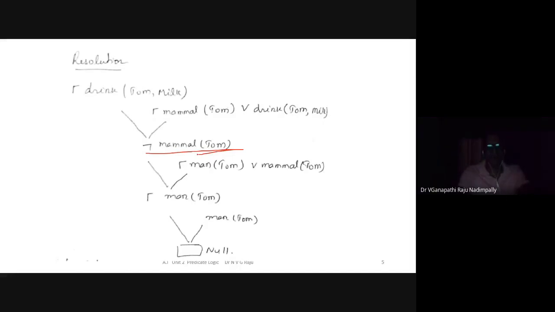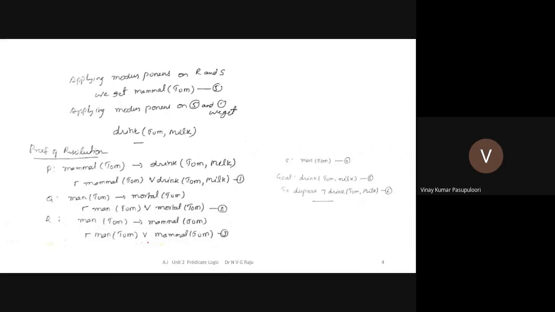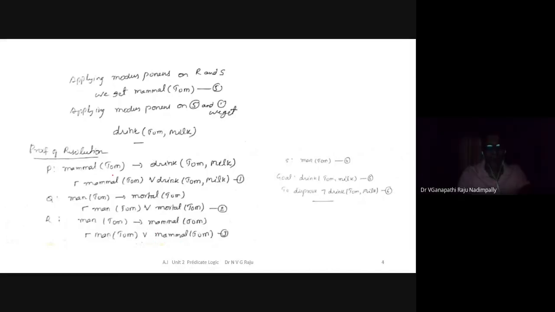Now I'll go to the previous slide. Here I have the negation of mammal. I have to select mammal. Which one? Now shall I take R? Yes, sir. Earlier we have taken P. Okay. Now I'll strike it out, R.